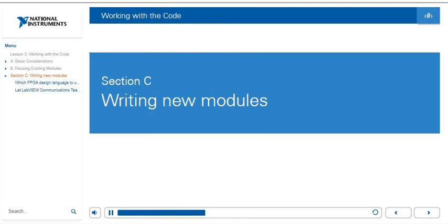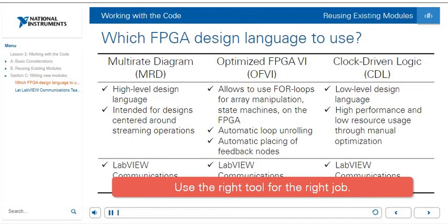Finally, let's talk briefly about how you could write your own new module. What this really boils down to is the choice of what design language you are actually going to use. So far, we have primarily looked at clock-driven logic. This is the lowest level design language in LabVIEW Communications, and it enables high performance, low latency, low resource utilization algorithms through manual optimization. This is covered in further detail in the LabVIEW Communications course, lesson 8.